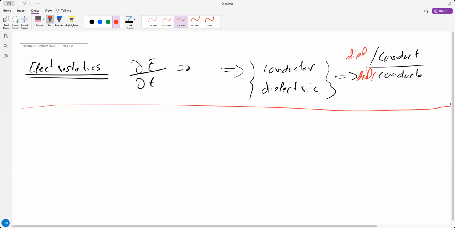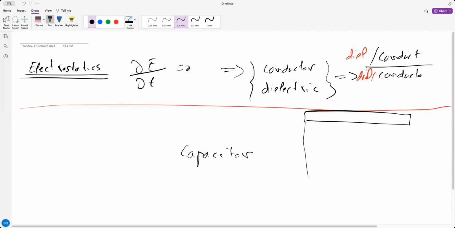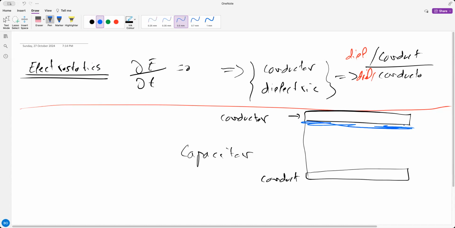Let's assume in our application, for example, you are building a detector, or let's say I am building a very large capacitor. What is a capacitor? A capacitor has a conductor. This is a conductor. This is another conductor, right? And this is a dielectric, right? This is a dielectric.